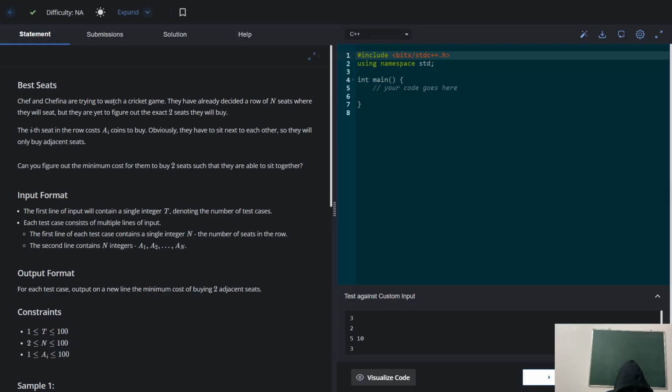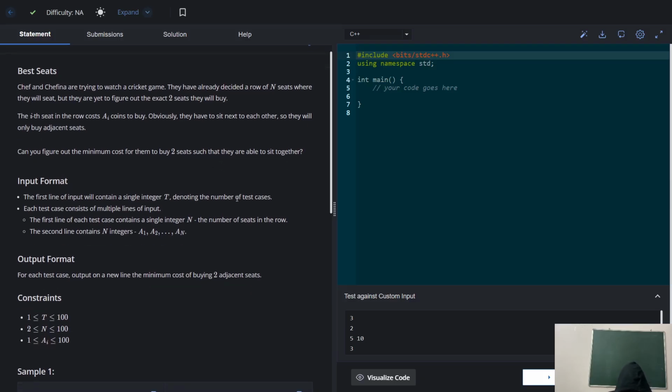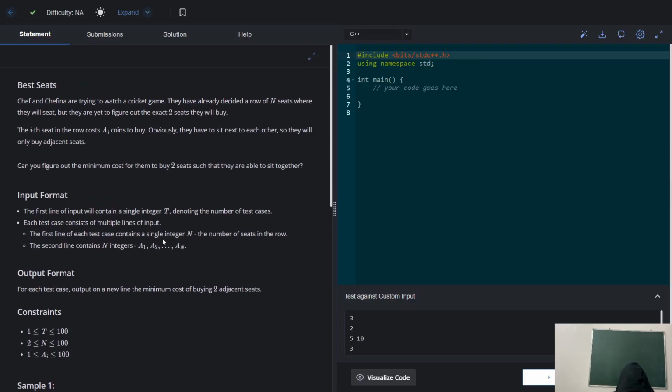Chef and Chefina are trying to watch a cricket game. They have already decided a row of N seats where they will sit, but they are yet to figure out the exact two seats they will buy. The i-th seat in the row costs i coins to buy. Obviously, they have to sit next to each other, so they will only buy adjacent tickets. So can you figure out the minimum cost for them to buy two seats such that they are able to sit together? Okay, it's easy only. I think it's easier than the first one.